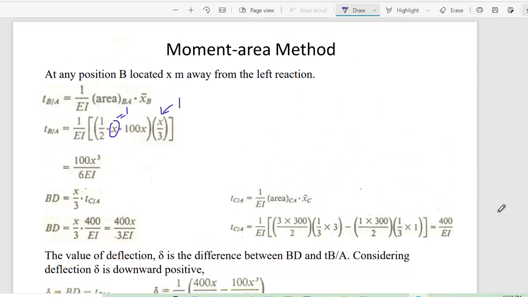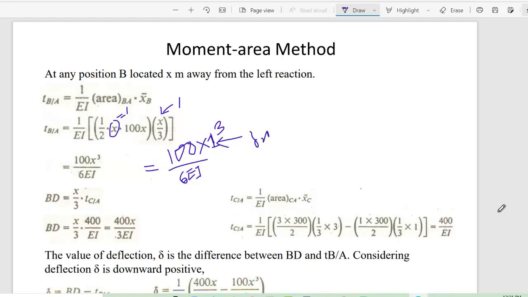Now you get theta B by A is 100 x cubed by 6 EI, whereas in the previous problem you got 100 over EI for this theta B by A. Do you remember? So have a look. If you put the value of x as 1, it remains the same. Do you understand the equations? Yes, sir. But we want to put the value of x where delta is maximum. That is the challenge. You don't know the value of x.